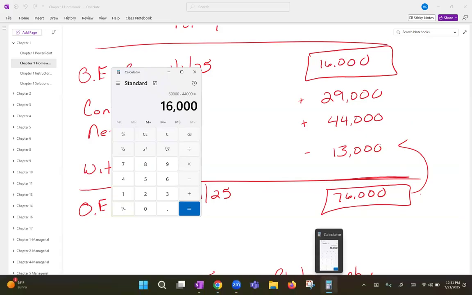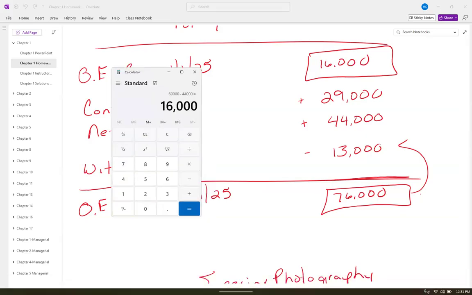I would not recommend just going with that answer and being done with it. Okay. I recommend let's put it in here. So let's look at 16,000. Let's add the 29,000. Just like an algebraic equation, we put the variable back in, make sure it equals the ending, and then we're good. Okay. And then subtract the withdrawals, and you still get $76,000.